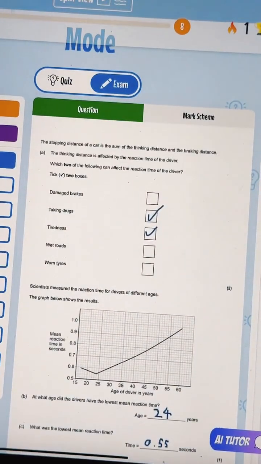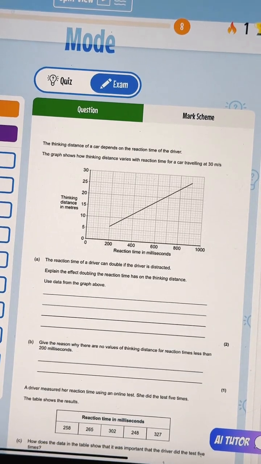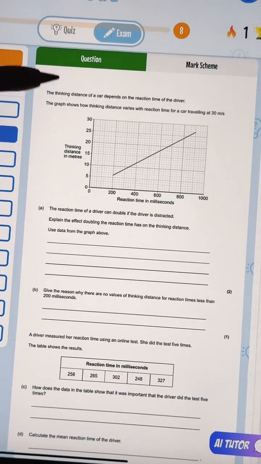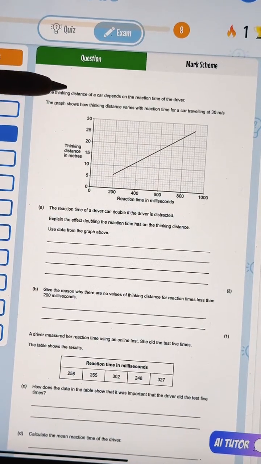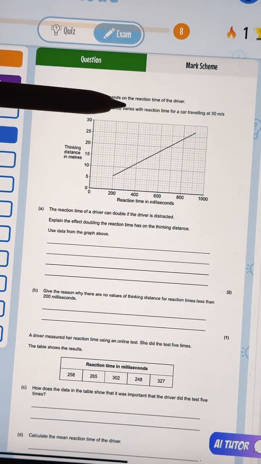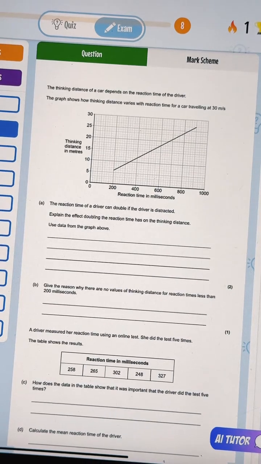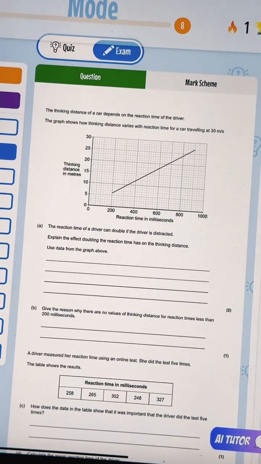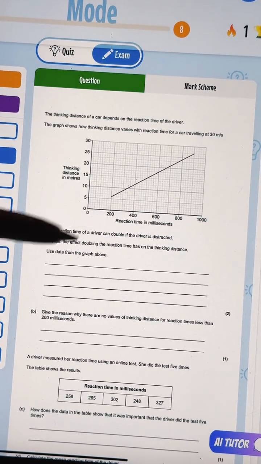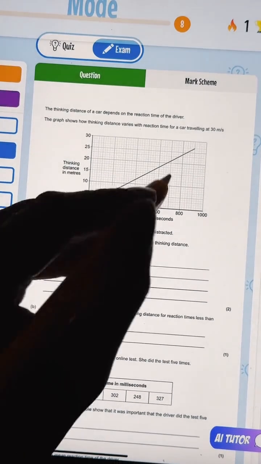Okay, let's take a look at another one. So this is talking about thinking distance. The thinking distance of a car depends on the reaction time of the driver. The graph shows how the thinking distance varies with the reaction time for a car travelling at 30 meters per second. You can see thinking distance in meters on the y-axis and reaction time in milliseconds on the x-axis. So bear that in mind. Yeah, we'll underline that.